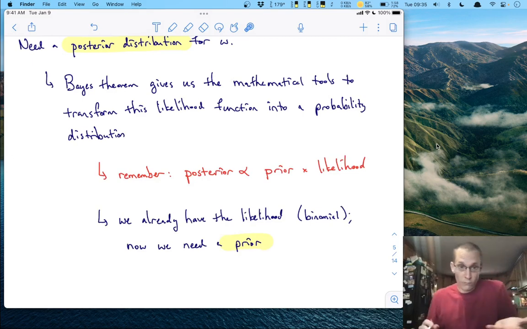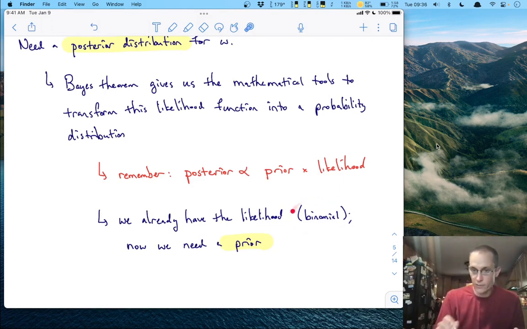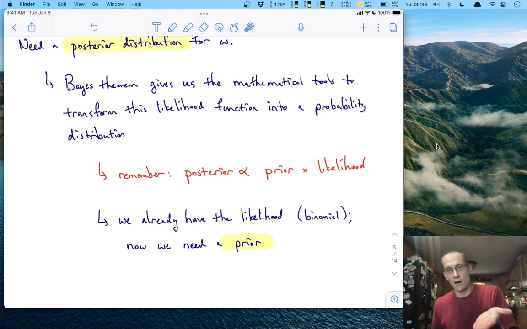Because how does that work? Well, remember, the posterior is proportional to the prior times the likelihood. Now, we already have the likelihood function, right? We did that in lecture 1. That's that binomial function. In R, it was called dbinom. The only thing missing is that we need a prior. So it would help if we talked about what priors were and how to use them in order to get this posterior distribution. So let's go there.